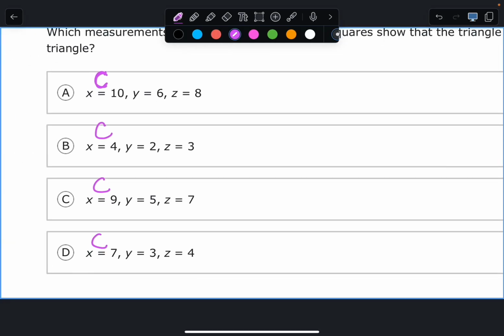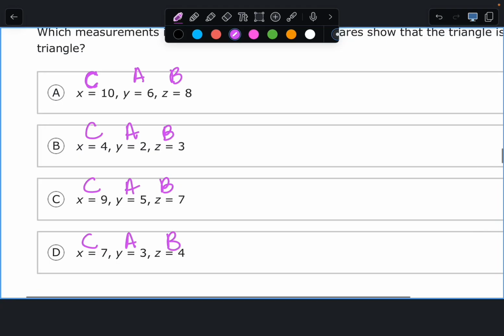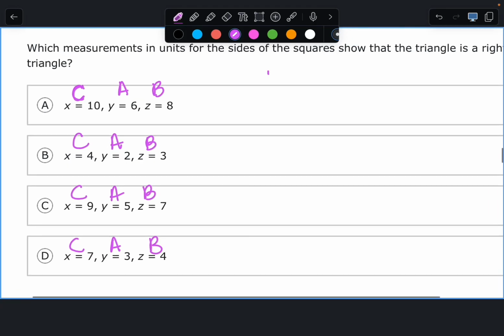So this one is what? A, B, C. We plug that into A squared plus B squared.